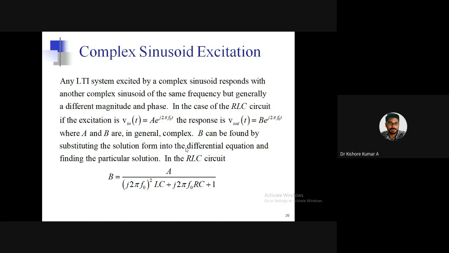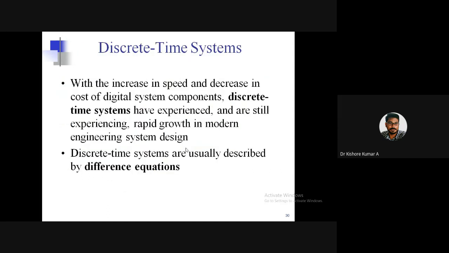In the case of the RLC circuit, you consider the input voltage V in of t is A e to the power of j2 pi f0 t. Then the corresponding output response V out of t is equal to B times e to the power of j2 pi f0 t. Here A and B are generally complex notation. B can be found by substituting the solution into the differential equation and finding the particular solution. Thus for an RLC circuit you are able to calculate the complex signals in this way.